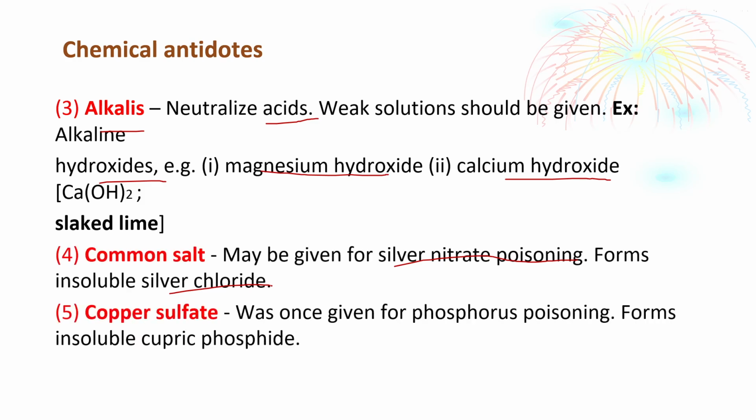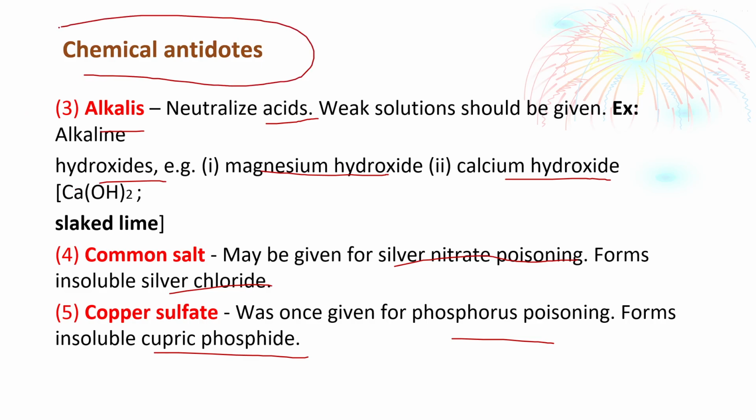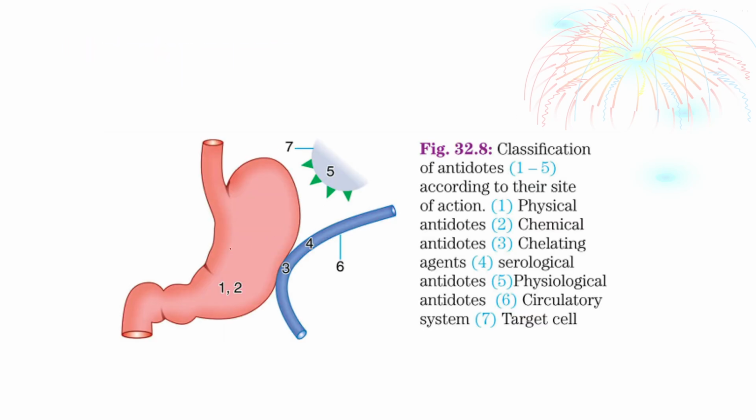and copper sulfate should be given in the case of phosphorus poisoning, producing cupric phosphide. So what is the discussion of this topic? Chemical antidotes are those antidotes which will chemically react with the poison and produce either an insoluble or less toxic substance, and their chemical reaction is very important to produce something new from the old one. Again, they work when the poison is unabsorbed.